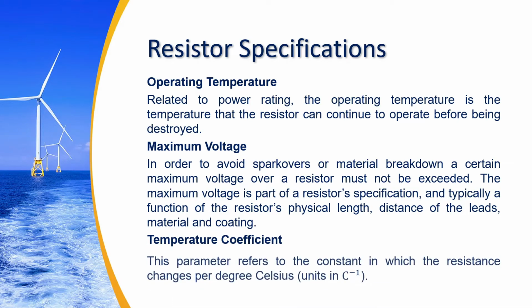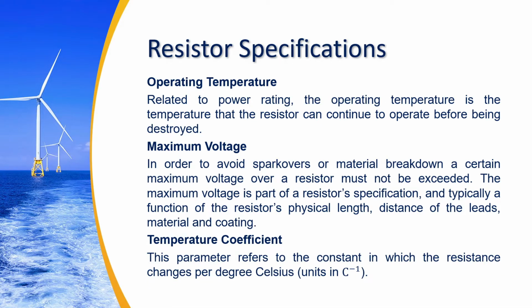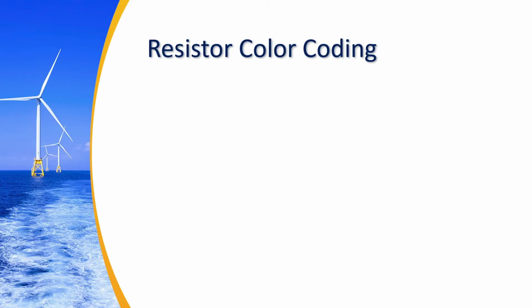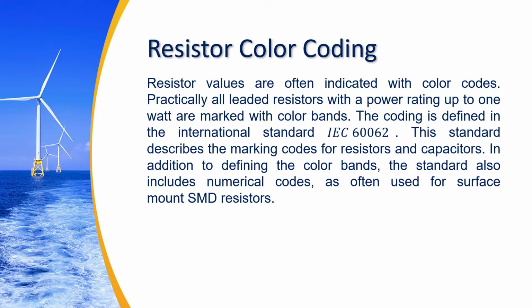So, temperature coefficient. So, this parameter refers to the constant in which the resistance changes per degree Celsius. So, next, for the resistor color coding. So, resistor values are often indicated with color codes. All leaded resistors with a power rating up to 1 watt are marked with color bands. So, ito yung makikita nyo sa pinaka-umpisa ng slides natin na resistor. So, ang tawag doon is leaded resistor na meron siyang mga band ng color code.